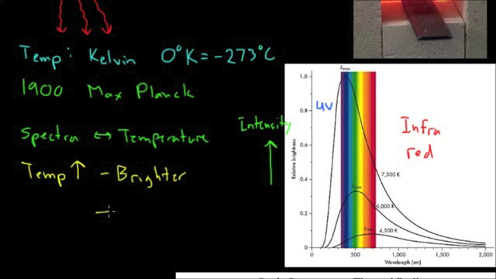And we also notice that as my temperature increases, the wavelength where most of the light is being given off goes to shorter and shorter wavelengths. So we have shorter wavelengths.